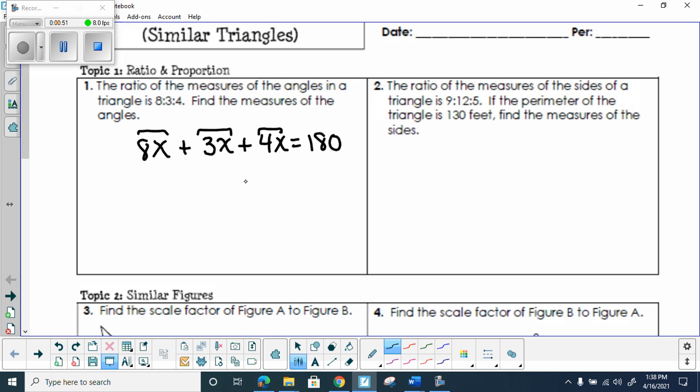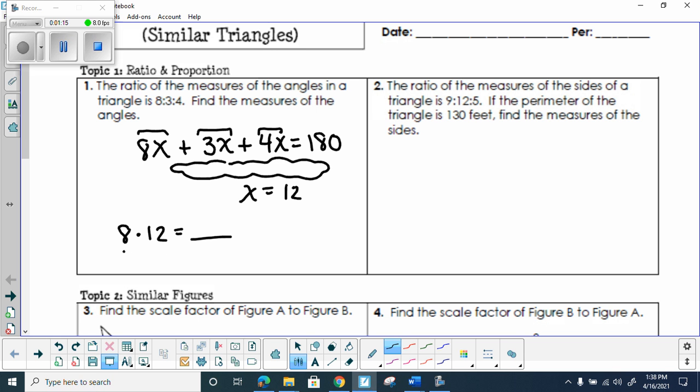Okay, when you do that, you should get x equals 12. So you're going to have a step in here that you will show. And then you need to go back and figure out the measurements. So you're going to plug that 12 back into the 8x. So you'll do 8 times 12, you'll do 3 times 12, and you'll do 4 times 12.